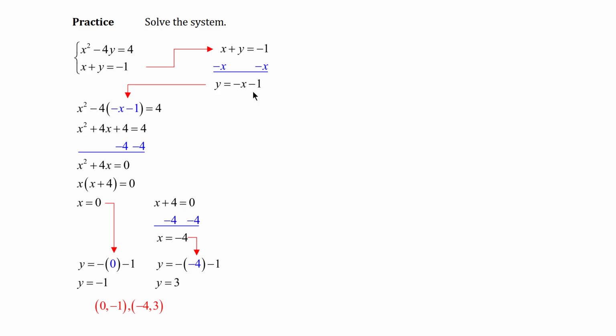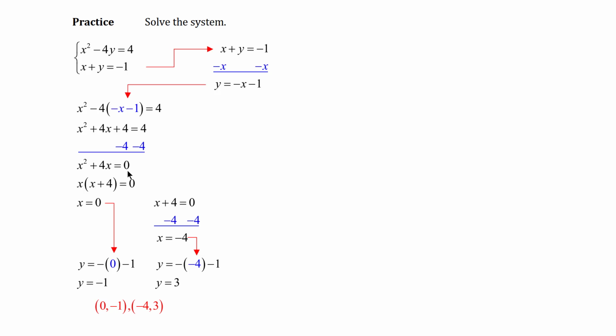Next, we take our value for y and substitute it into the top equation. The result is x squared minus 4 times (negative x minus 1) equals 4. The next step is distributing the minus 4 inside the parentheses to the minus x and the minus 1. The result is x squared plus 4x plus 4 equals 4. Next, we set the equation equal to 0 by subtracting 4 from both sides. The result is x squared plus 4x equals 0.